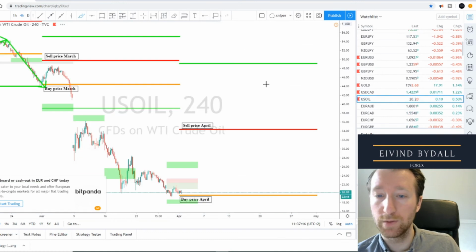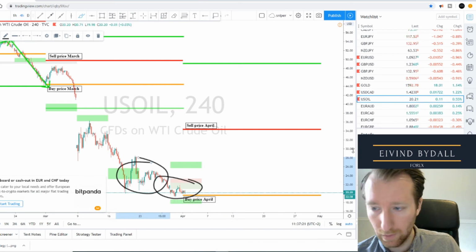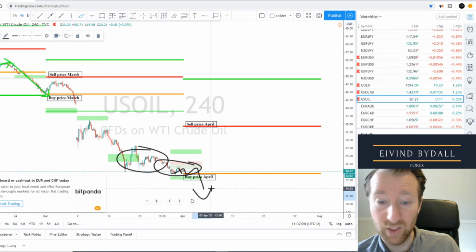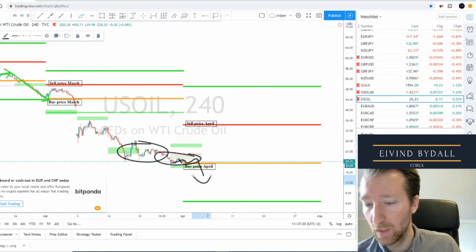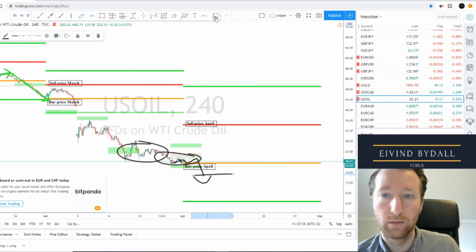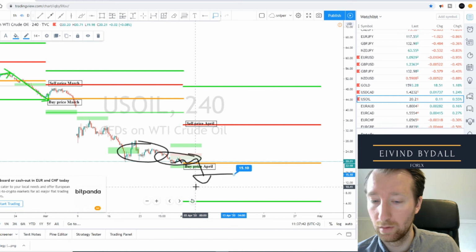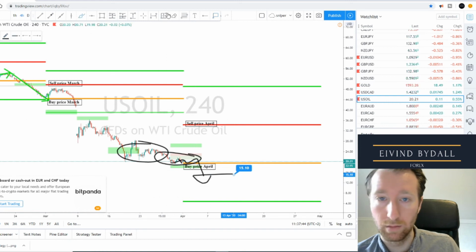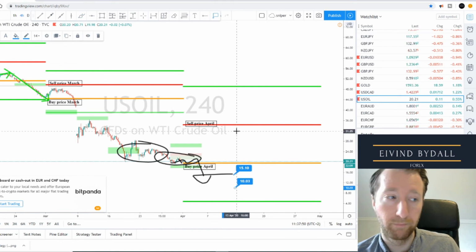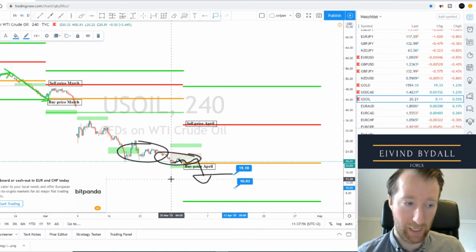Awesome. US oil. What are we doing here? US oil seems to be consolidating, but I believe it's going down. So where does it go? 15? Why? Nobody saw that one. 15? 10? Maybe? Yeah. So I believe this is still tilted to the downside, as we have this current world around us.